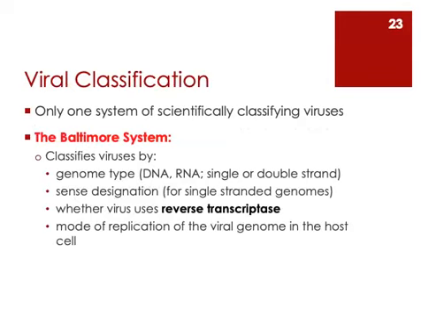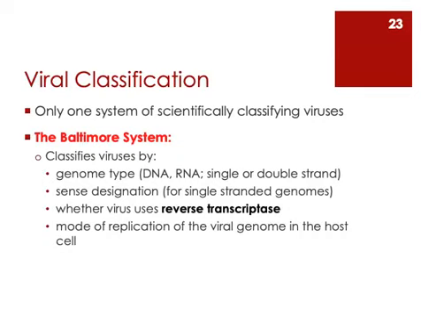Now, outside of the naming problem with viruses, there is a system of classification for viruses that we need to be familiar with. It's called the Baltimore system. So this is the one system that's out there that helps us organize viruses, classify viruses. And it does that according to 4 things. First, the genome type of the virus. So whether it uses DNA or RNA, and whether that molecule is single-stranded or double-stranded.